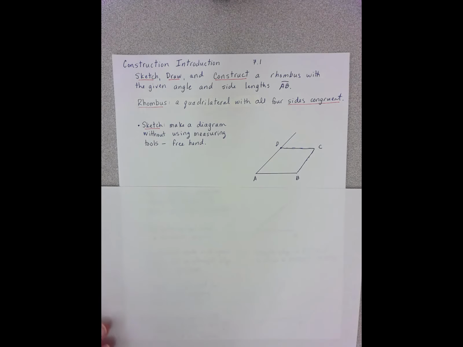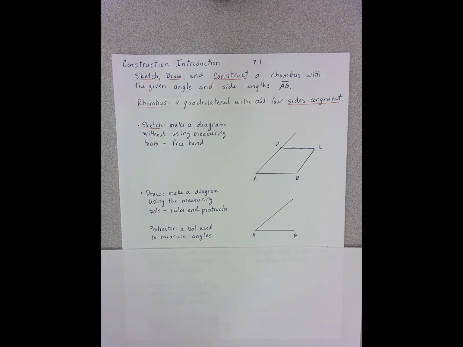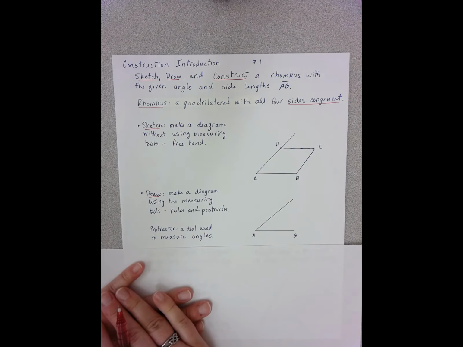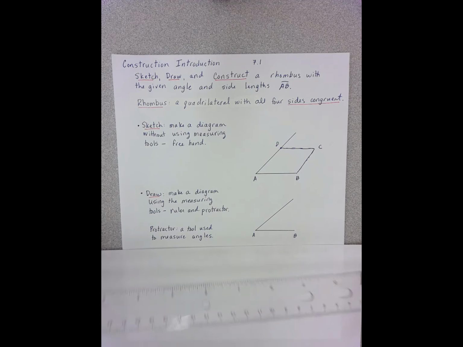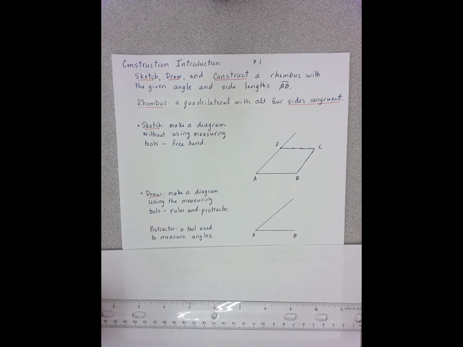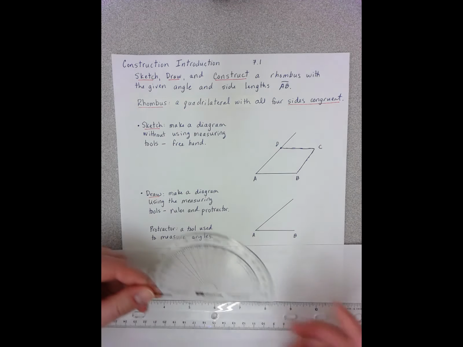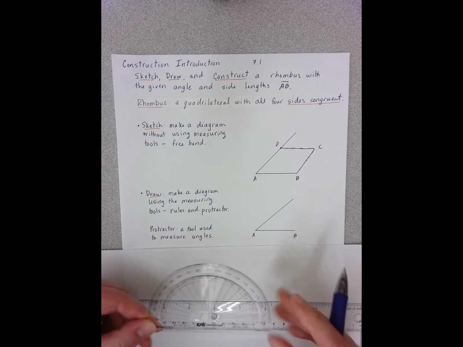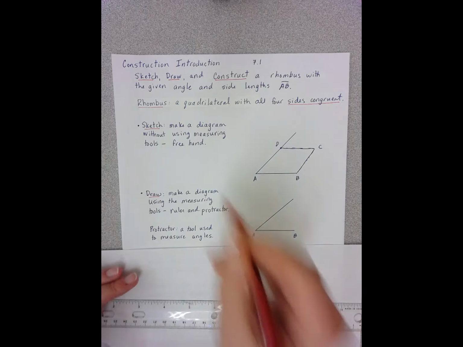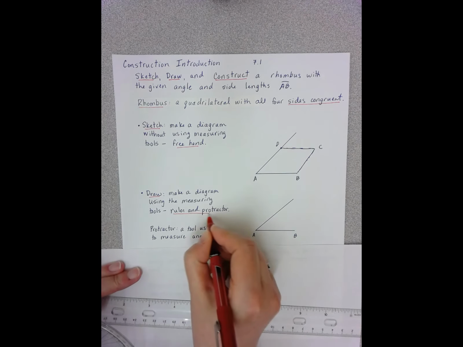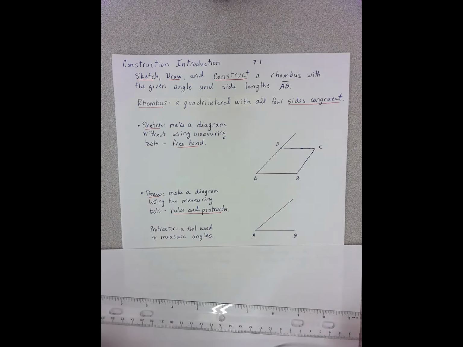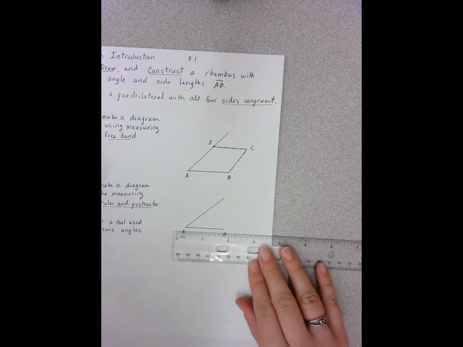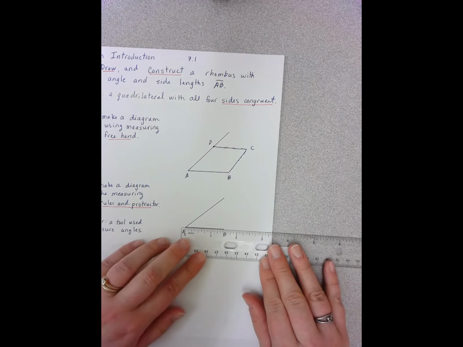The next way to do this is what we call draw. When we draw a diagram, we use two measuring tools. We use a ruler, which you are all familiar with, and we use what's called a protractor. A protractor is a tool that allows us to measure angles. So what I'm going to do here is underline the tools we can use. I'm going to first start off by measuring my length AB. I'll use inches because why not?